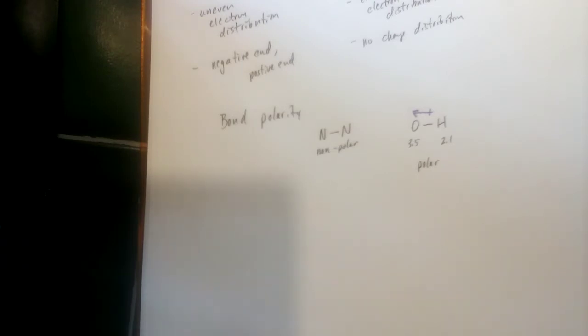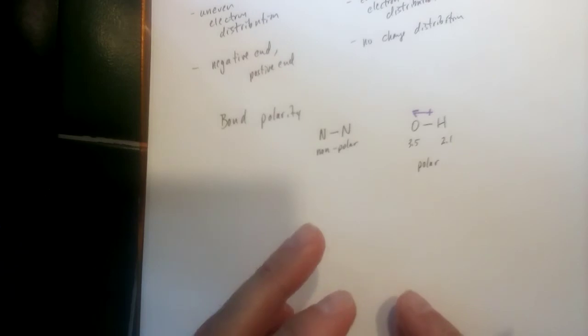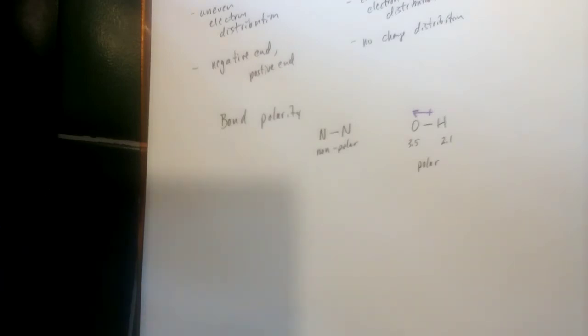If it's really close, that'll be a slightly polar bond. And if it's really different, that will be a much more polar bond. In fact, there's a threshold where you might decide this is less of a shared bond than it is a transferred bond, right?